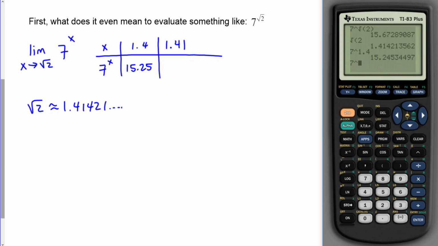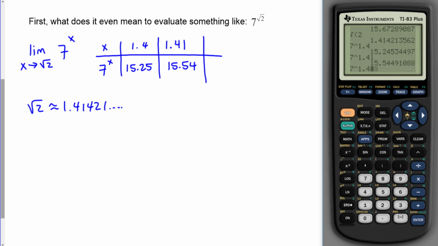So 7 raised to the 1.41 power, 15.54, and 7 raised to the 1.414, it's 15.67, and I'll do one more. So 1.4142. So 7 raised to the 1.4142, so 15.67.